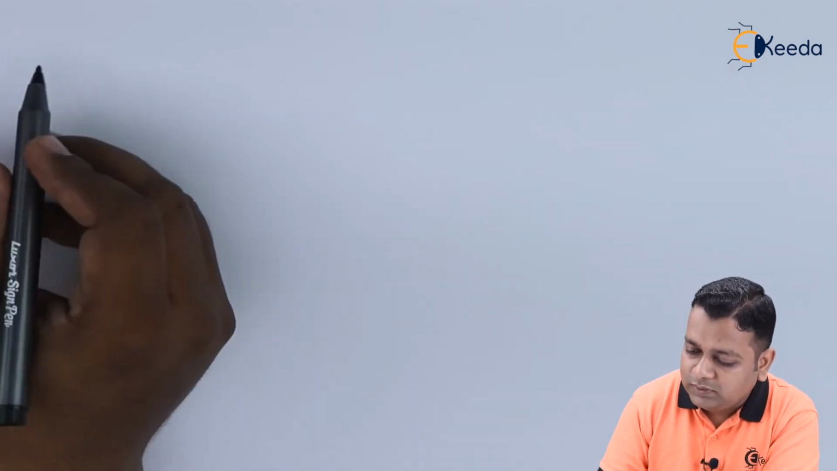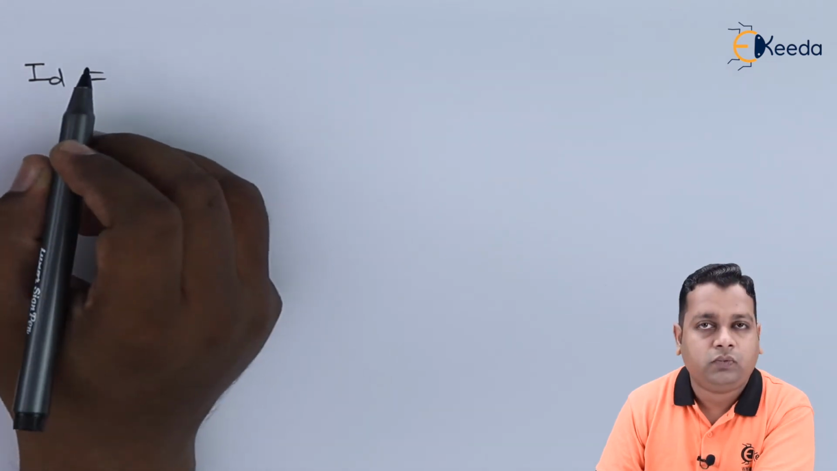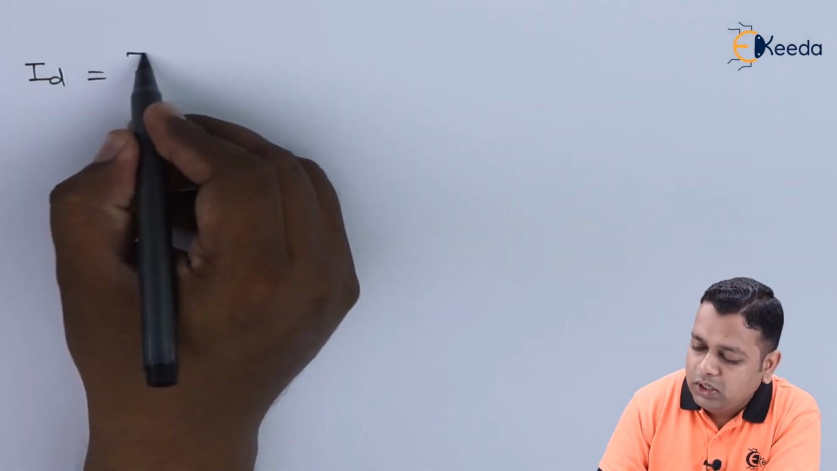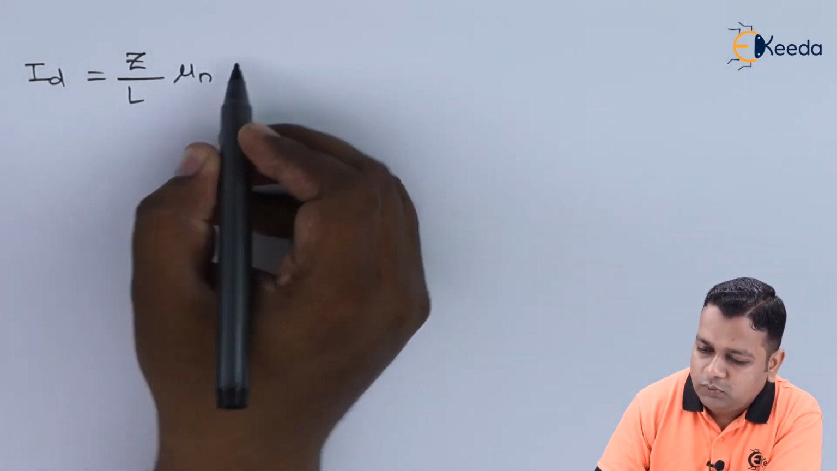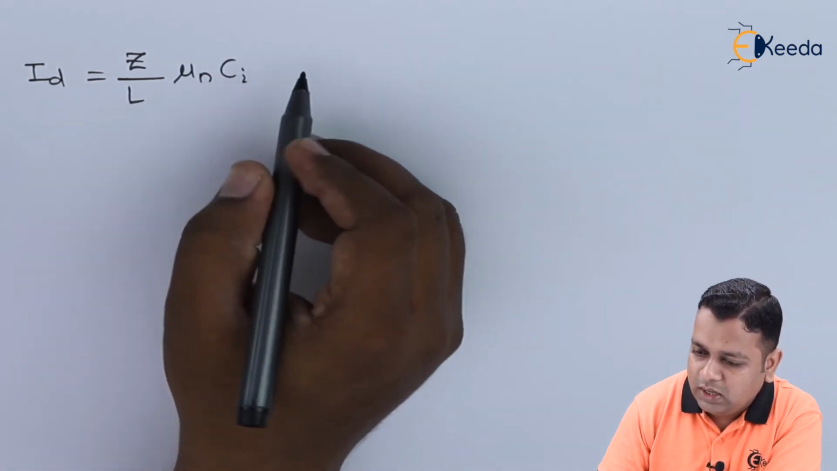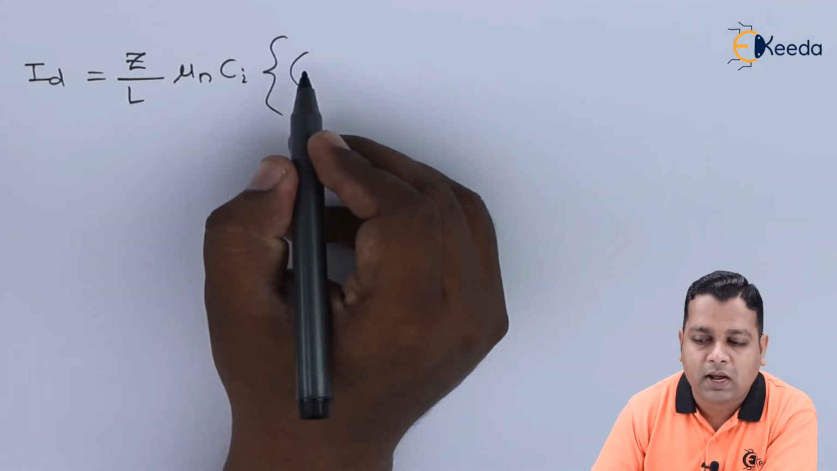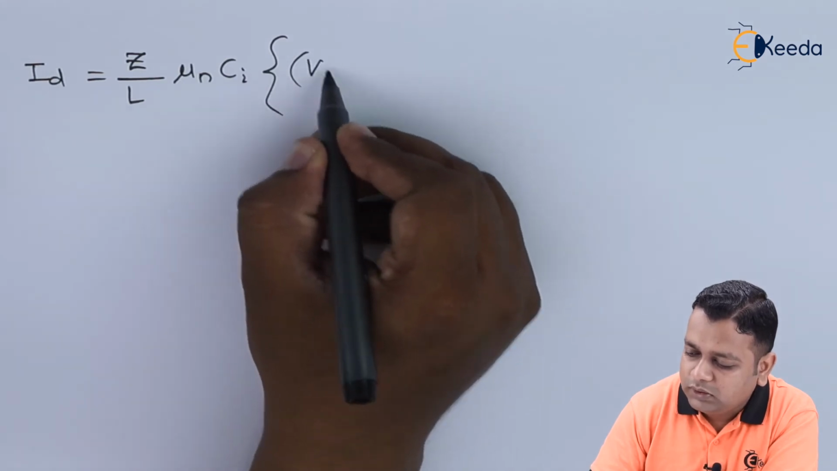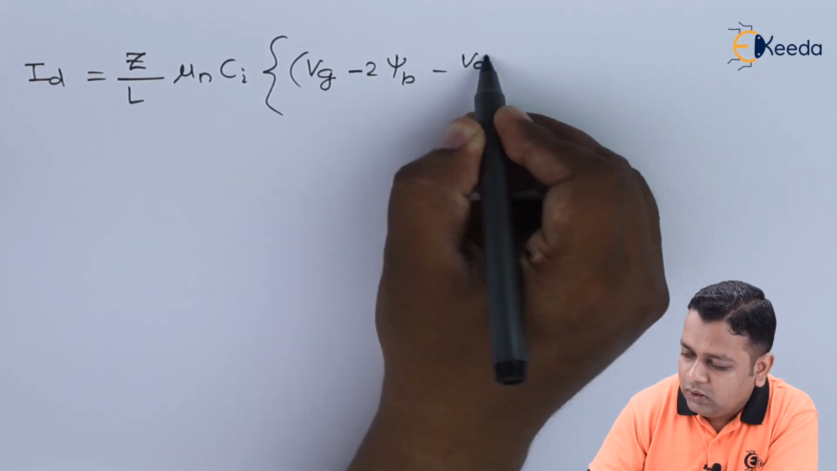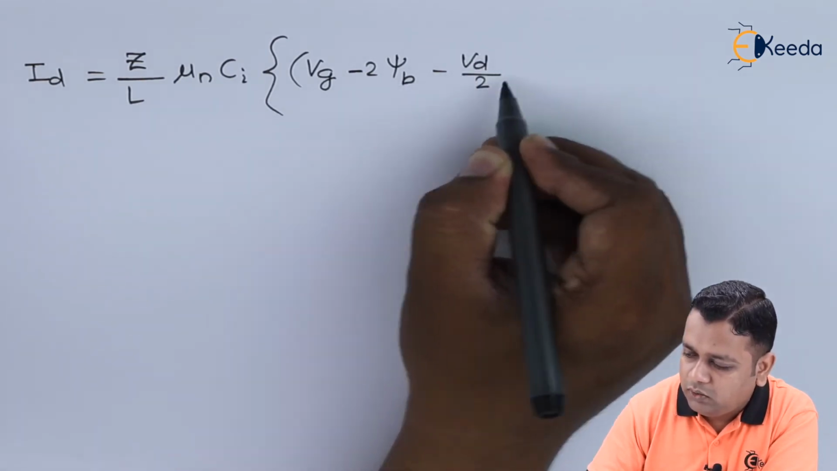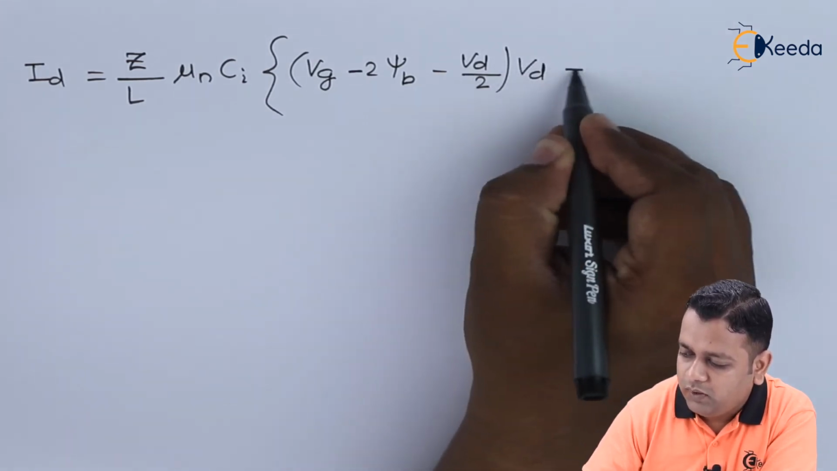So here we express the drain current with the symbolic notation of I suffix d. It is dependent on Z divided by L, in multiplication to mu suffix n C suffix I. Here we have it in multiplication to the bracket that has the first term Vg minus twice psi suffix b minus Vd divided by 2. So this parenthesis is completed in multiplication to Vd.